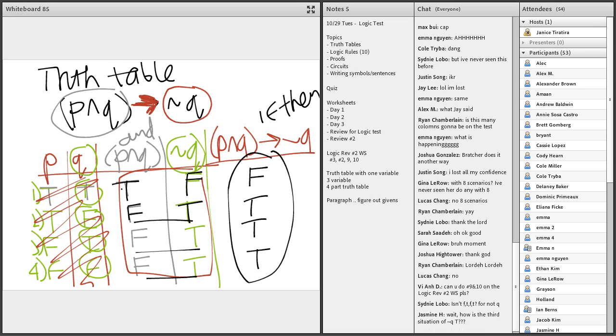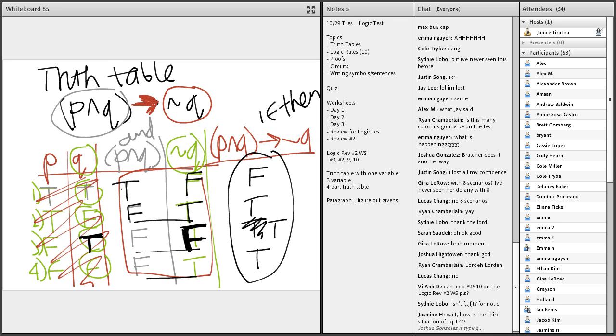How is the third? Oh, Jasmine, good eyes. I misread my own writing. You are right. This was a true here. This should be a false. You are right. Thank you for catching that. However, it's still true at the end, but thank you for catching that. That is important because it could have made a difference.